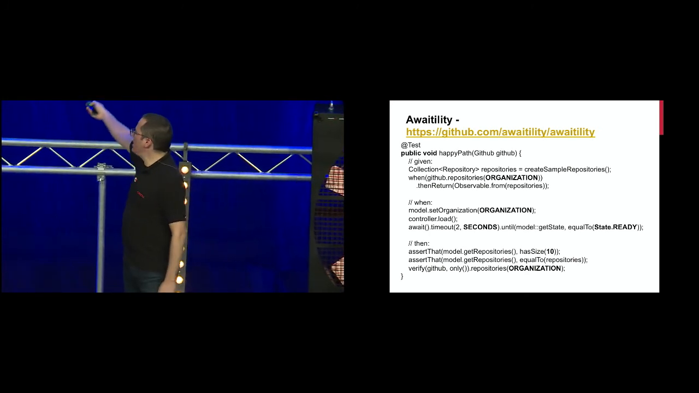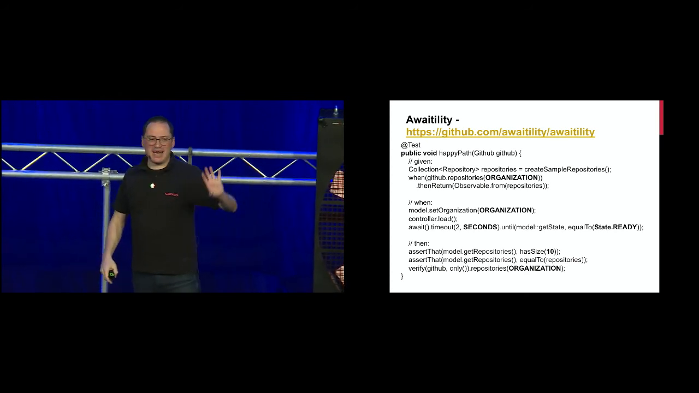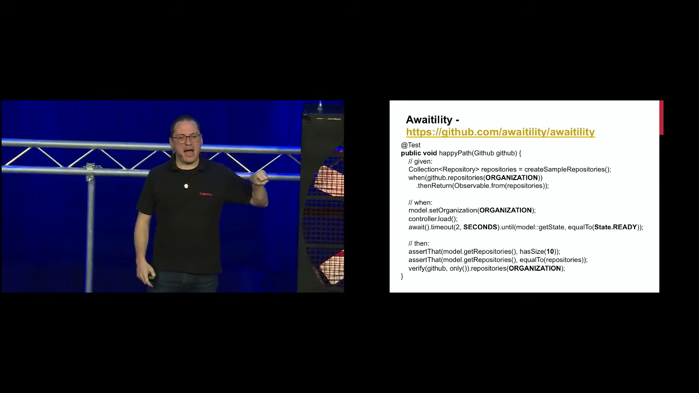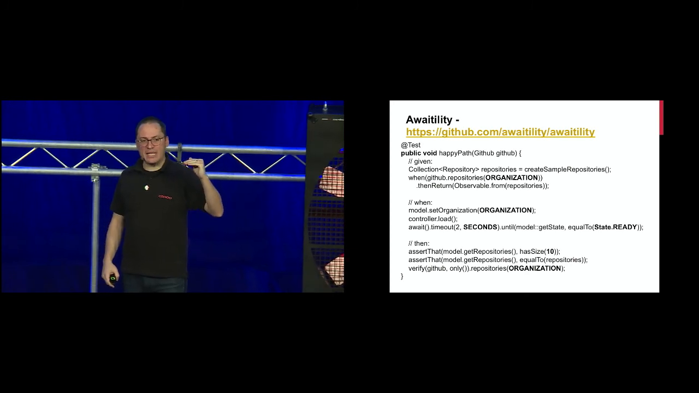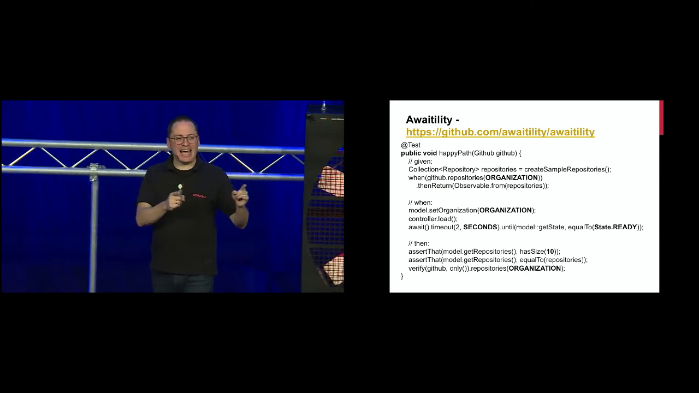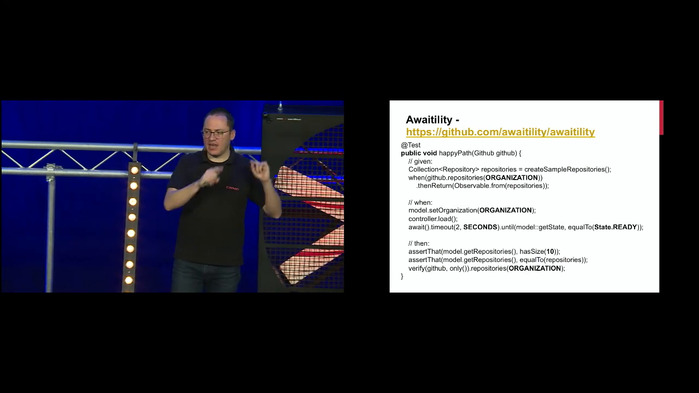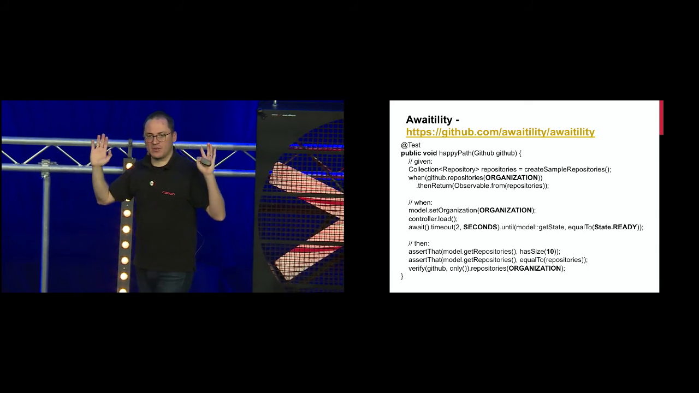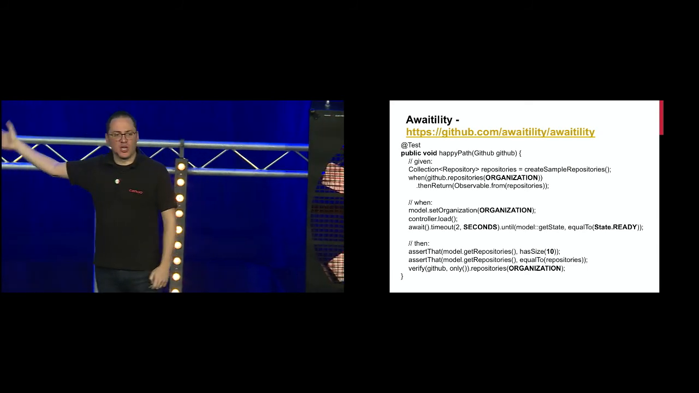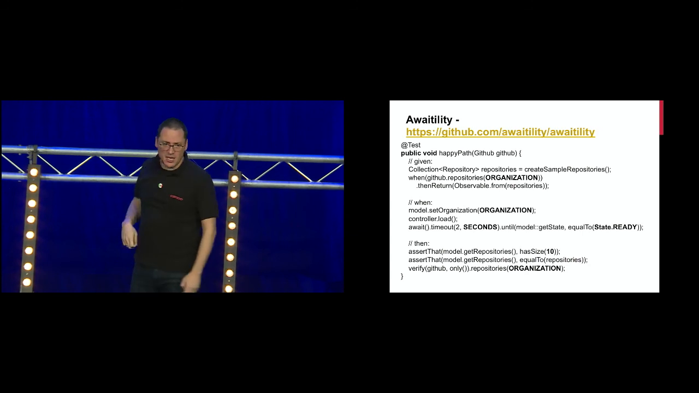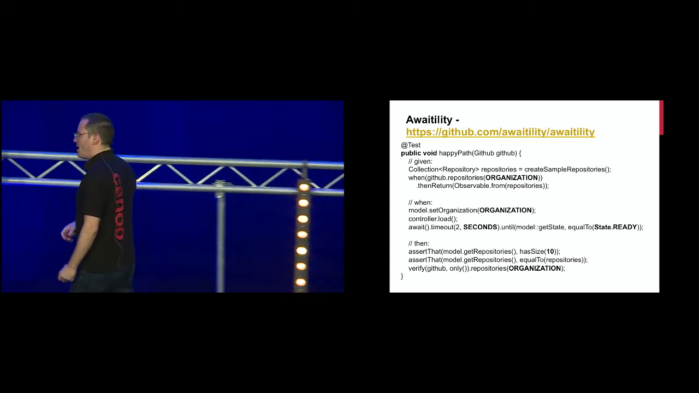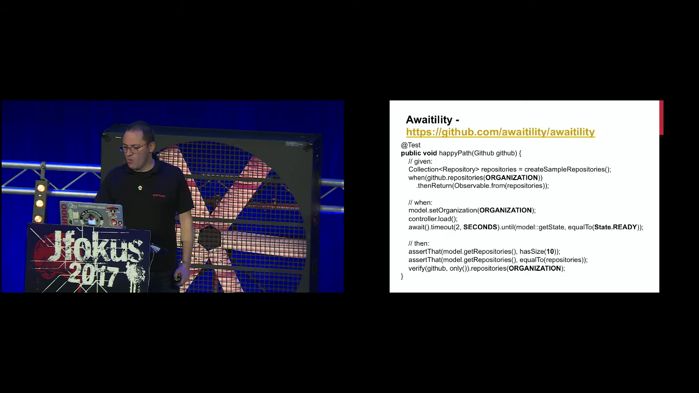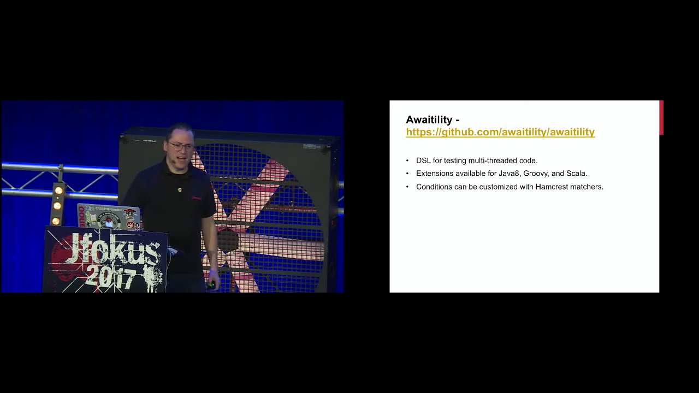So in this method, controller.load, we expect a background thread to do the work and eventually come back. What we're saying there is we're going to await a certain timeout until a condition is fulfilled. If that condition is fulfilled, the test continues. If it's not, we have failed the test. You can use Hamcrest matchers. You can use many things here. I think I'm using a method reference, which is actually a callable, and the other one is a Hamcrest matcher.